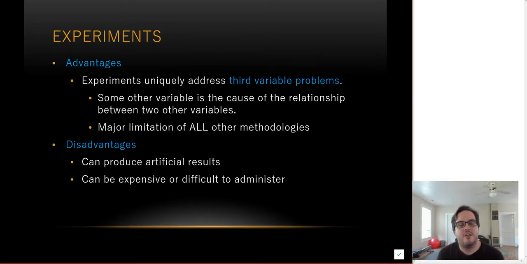Okay, so the advantage of an experiment is that it addresses something called a third variable problem. And this is an issue, these are problems that you can't get rid of when you're looking at descriptive methods and you are looking at correlations. The problem with a correlation, let's take the example of SAT scores and GPA. If you were to correlate SAT and GPA, and you show that as people score higher on SATs, they tend to score higher in their first semester of college.